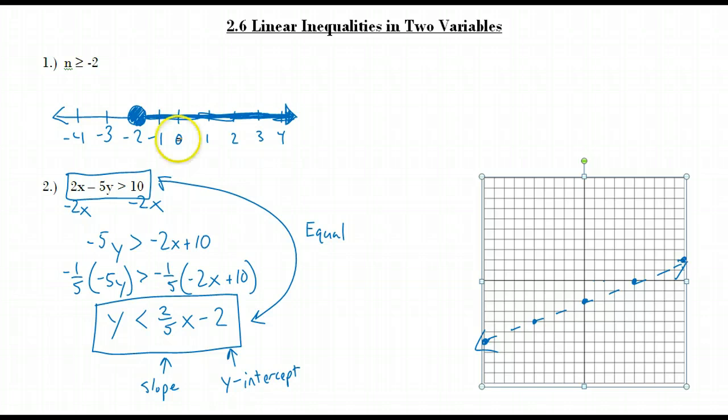Now I need to figure out which side to shade. In one variable, it's easy to decide. N has to be greater than, to the right of negative 2. In two variables, I've really divided my Cartesian plane into two regions. So I need to figure out, do I need to shade here or here? So I'm going to test a value. I'm going to test the point 0, 0. I'm going to plug 0, 0 either into here or here to decide if 0, 0 is a solution.